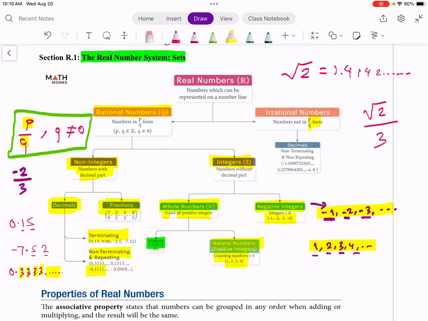Now, since the square root of 2 is not an integer, and the square root of 2 over 3 is not a rational number, we call this number an irrational number. Okay? And the collection of all these rational numbers and irrational numbers makes the real numbers. Or the other way to represent it is that if the numbers can be represented on a number line, we call them real numbers.